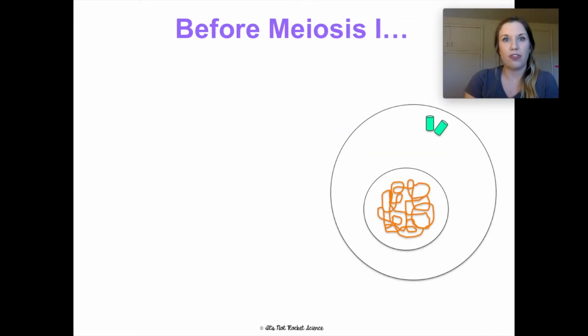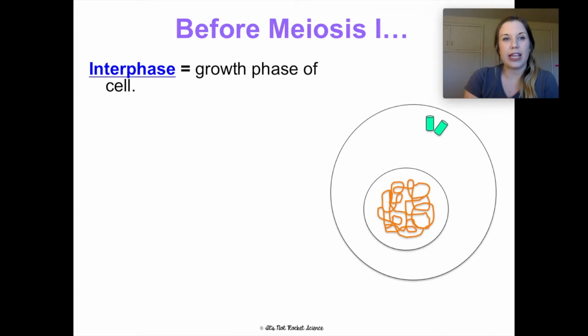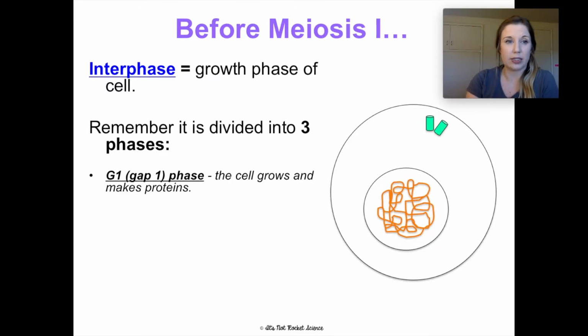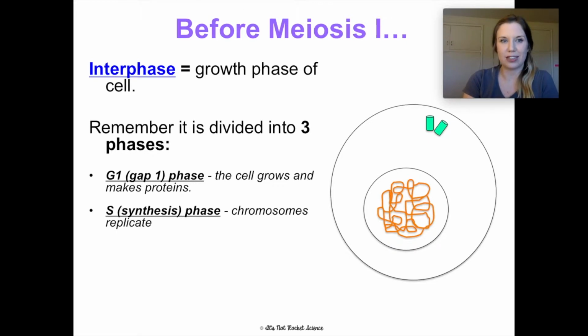So, before meiosis 1 is interphase. A cell spends most of its life in interphase, which is the growth phase of the cell. And remember that it is divided into 3 phases. G1 or gap 1 phase, the cell grows and makes proteins, especially proteins like DNA polymerase, because what's about to happen next? S phase or synthesis phase begins and the chromosomes replicate. What do we know about replication?